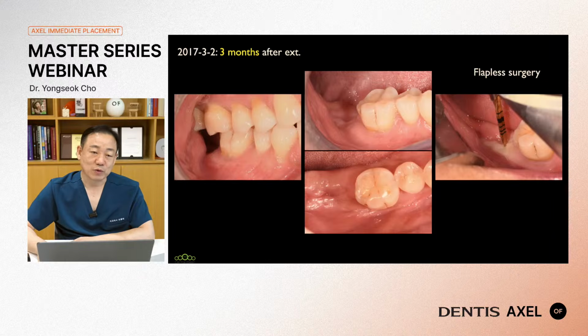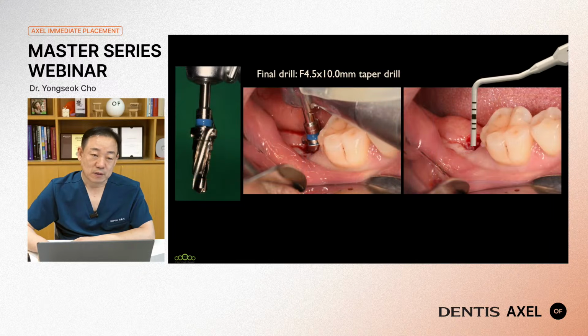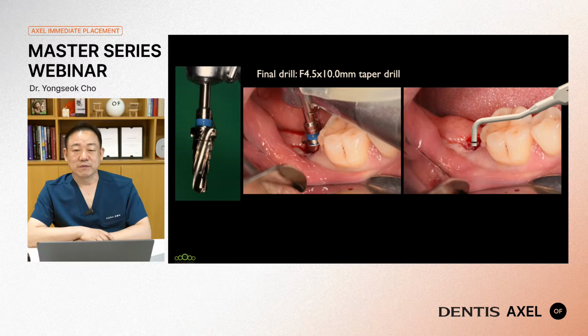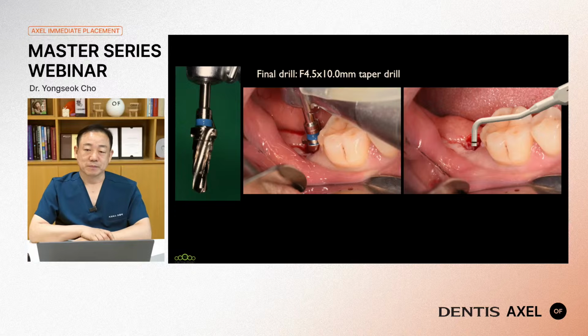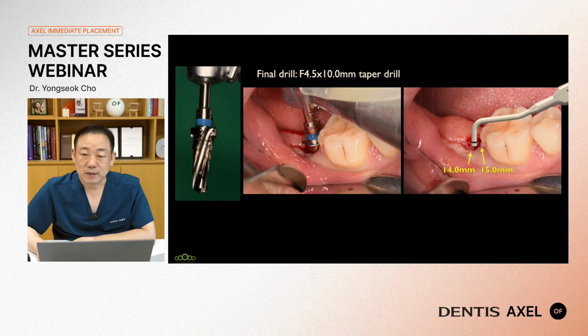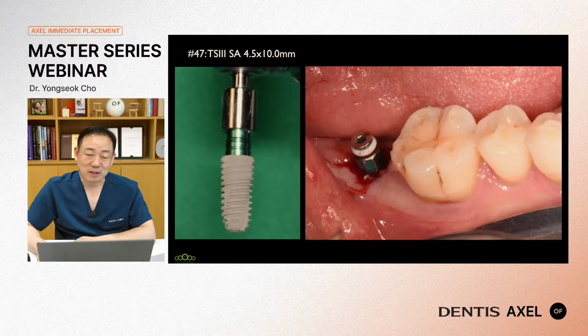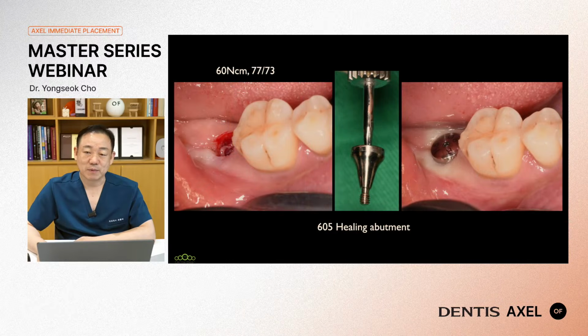I prepared the osteotomy in the routine way, and then the final drill was a 4.5 by 10 millimeter tapered drill, and I measured the depth of the osteotomy site. The depth measured 15 to 14 millimeter: buccal 14 and proximal 15. So I selected the 10 millimeter implant and placed implant like this. The depth of implant looks 4 to 5 millimeter, which means it is enough depth.